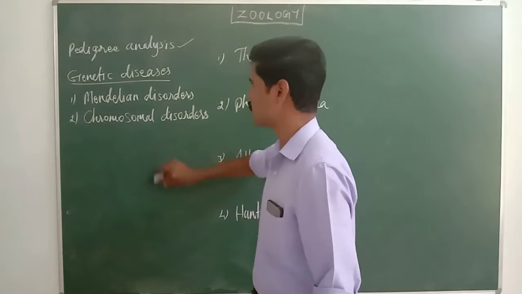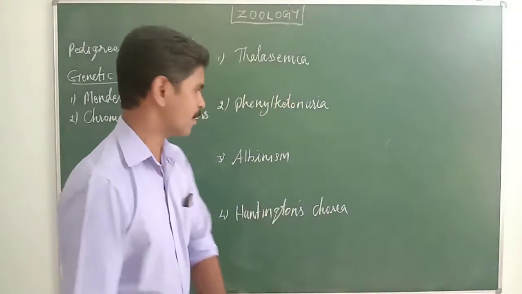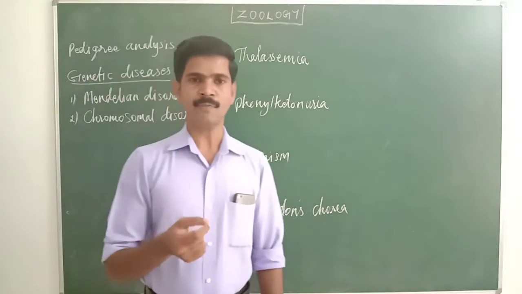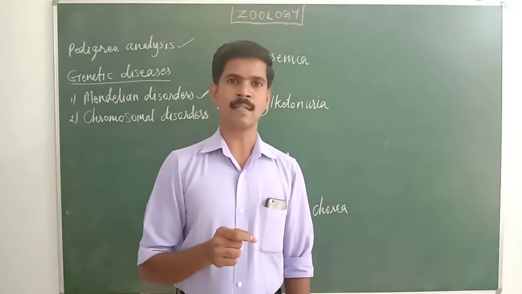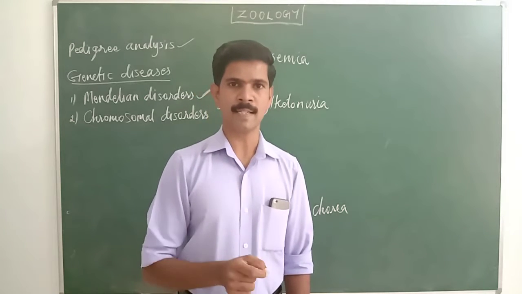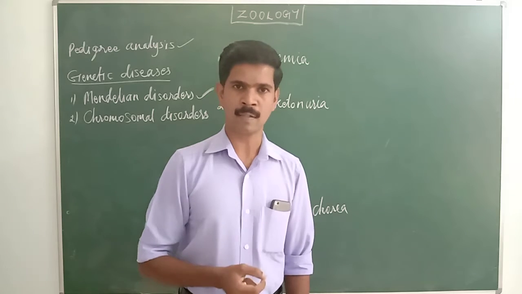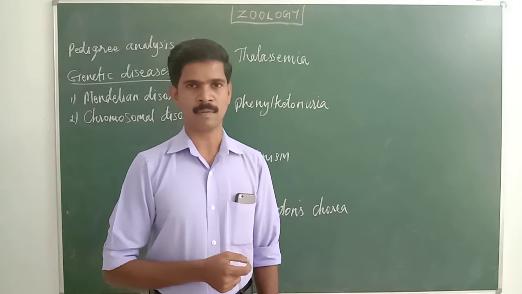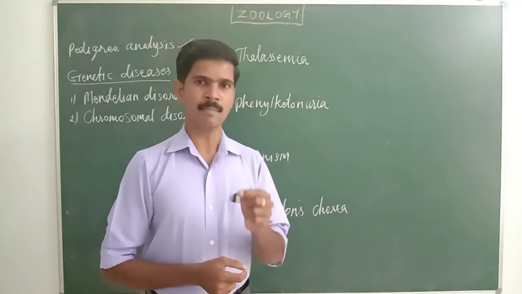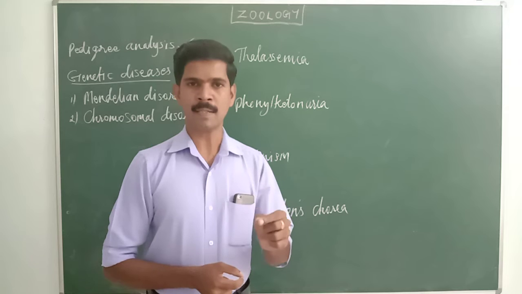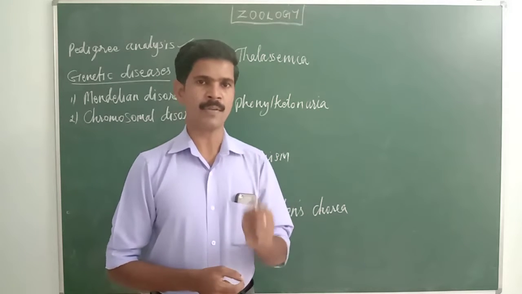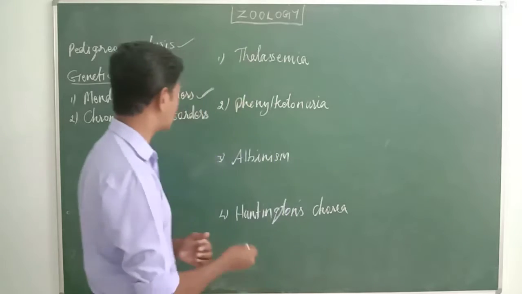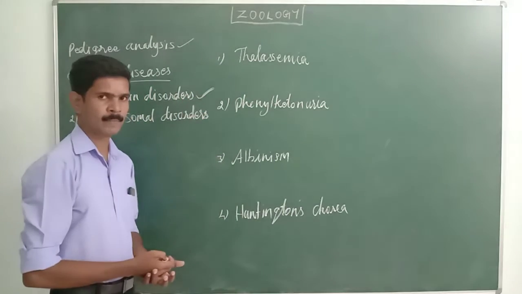First we are going to study Mendelian disorder. Mendelian disorder means that due to an alteration or mutation in a single gene, some genetic diseases appear in the body of human beings. Those diseases are called Mendelian disorders. The damage, abnormality or mutation of a single gene leads to such disorders.